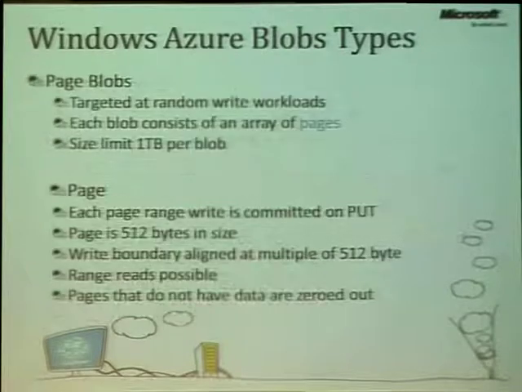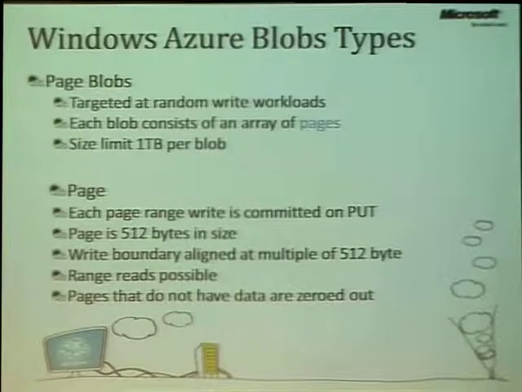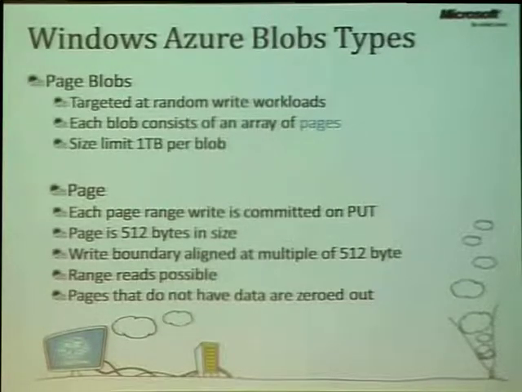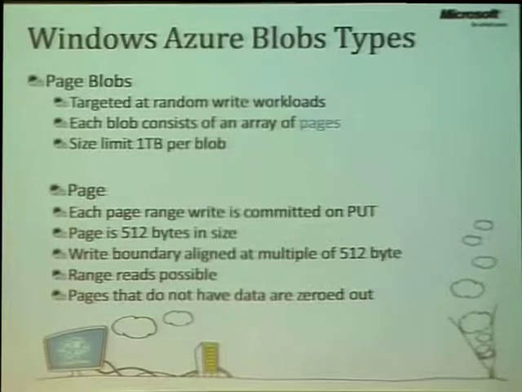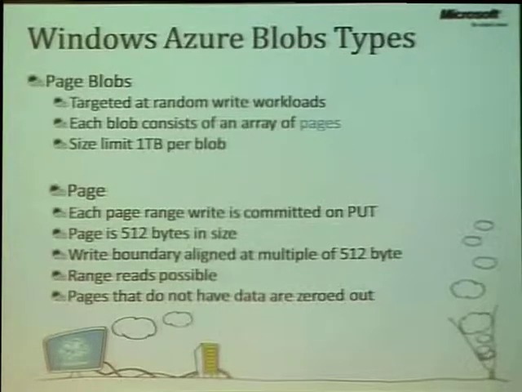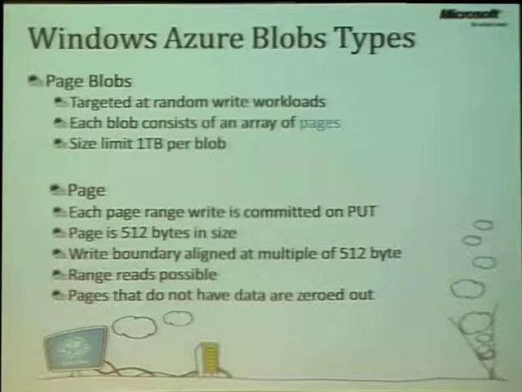When it comes to the page blob, it is a single-phase commit, which means once you write, it is committed. The page blob can store up to 1 terabyte. Each page cannot exceed 512 bytes. You can also give a range for your page blob. You can say this range you write, the rest of the range you don't write. You are able to control all this.